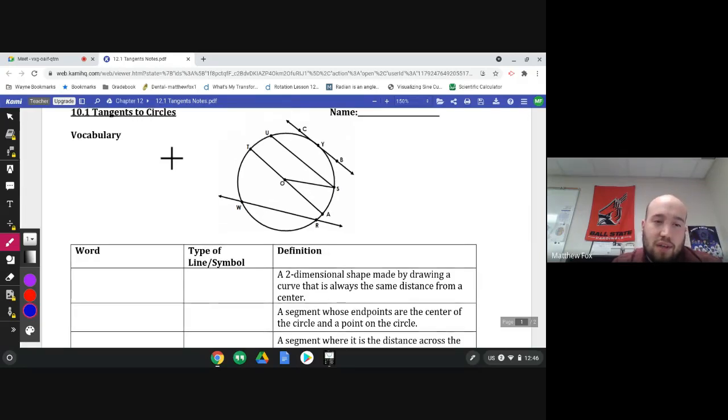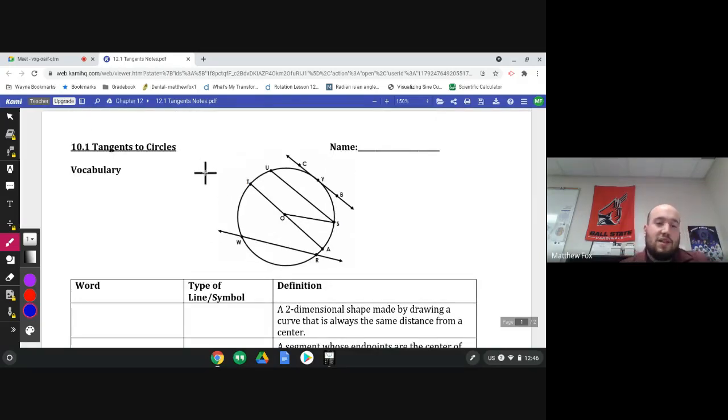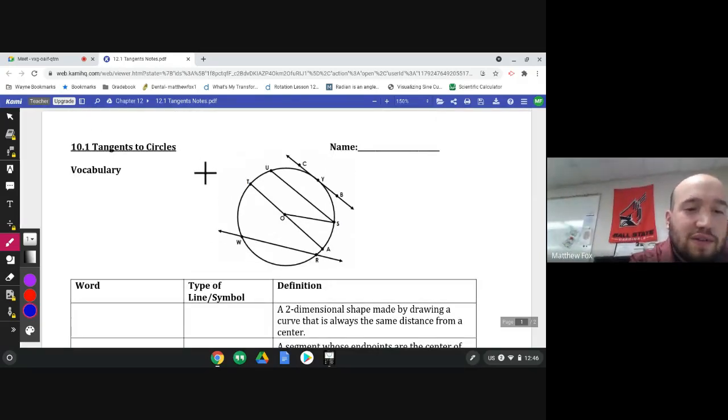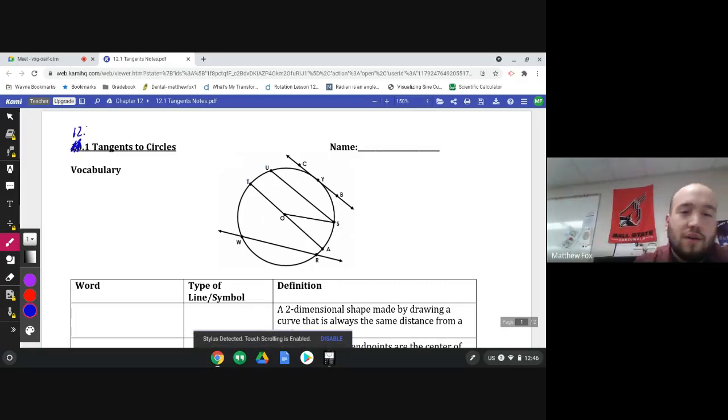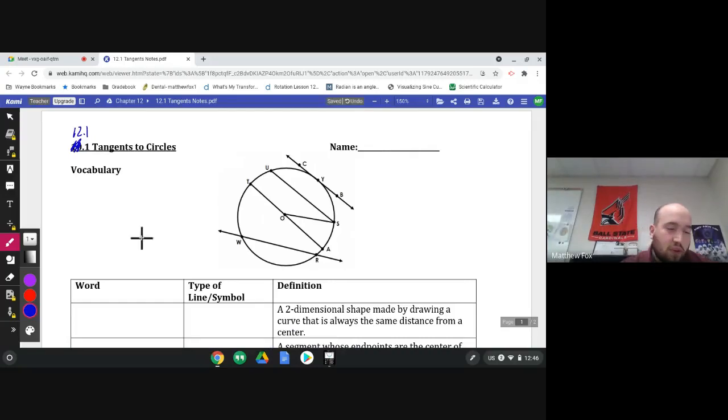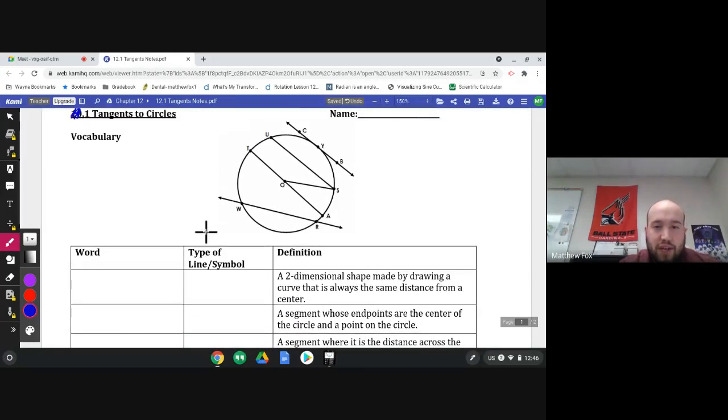So also one thing, if you're using the notes, I made a mistake. This is actually chapter 12. It says chapter 10 up here. So chapter 12.1. So let's go ahead and start with some vocabulary here.